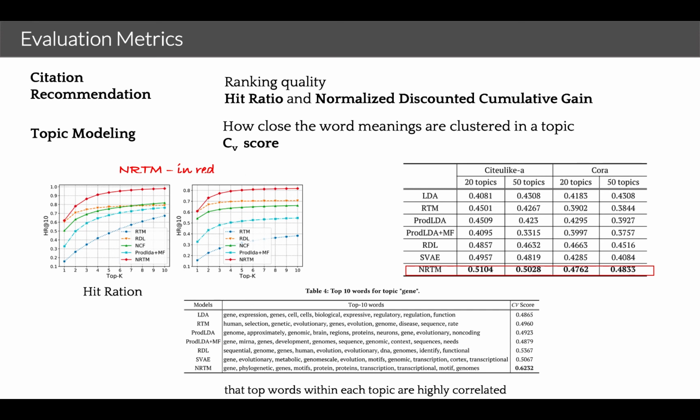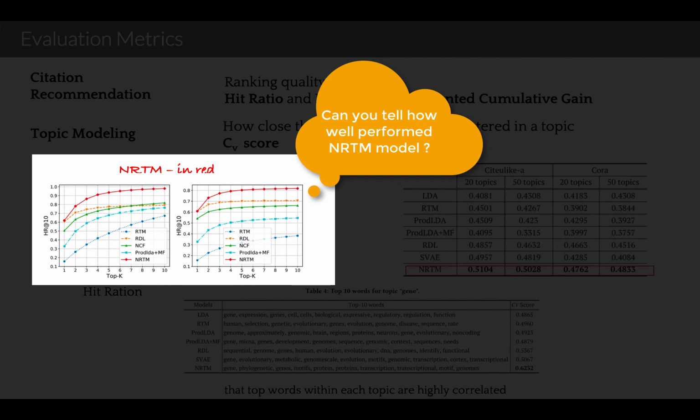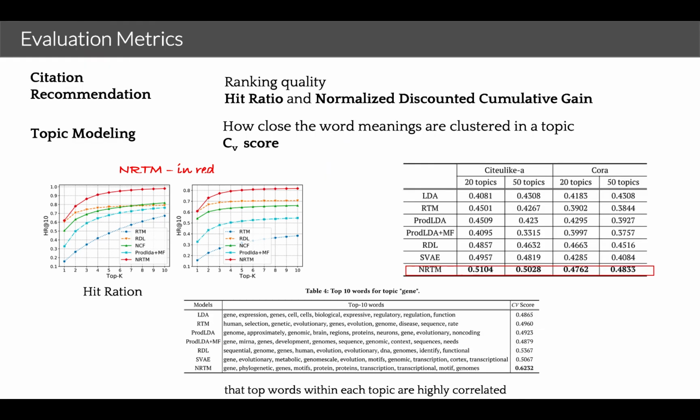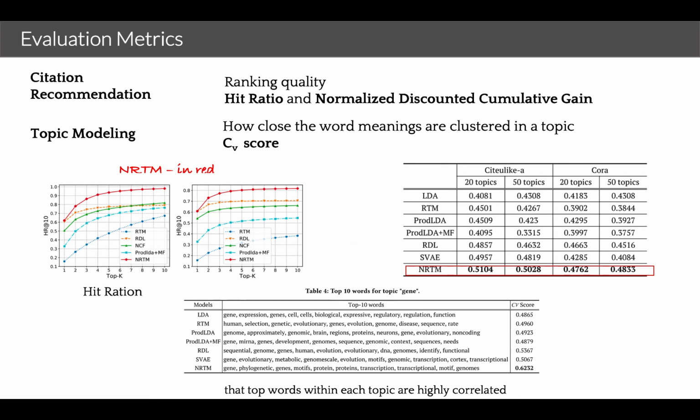Let's look at some results and see how well the RTM model did. In the figure on the left, the RTM model is color-coded in red. The first figure is hit ratio, and the second figure is normalized discounted cumulative gain. NRTM is on the top. If you look at the CV score table, NRTM also shows, for both datasets, the highest results compared to other models.